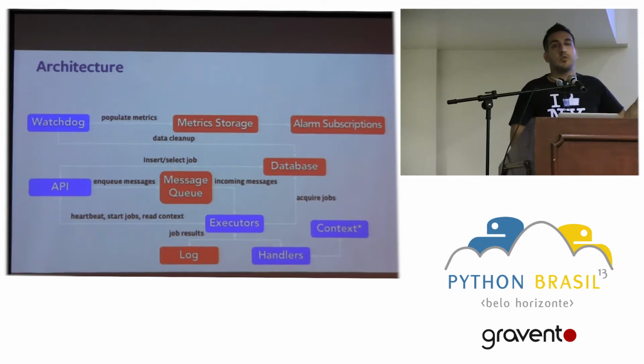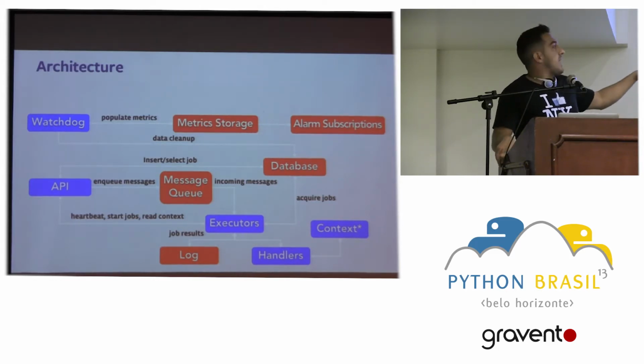This asynchronous communication between processes could be easily implemented with something like Celery, right? That I'm sure many of you are familiar with. We don't currently use Celery, but it could be easily built using Celery.